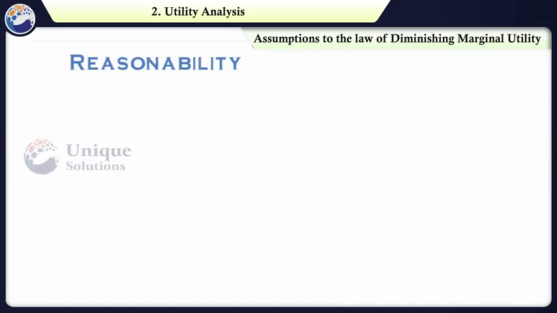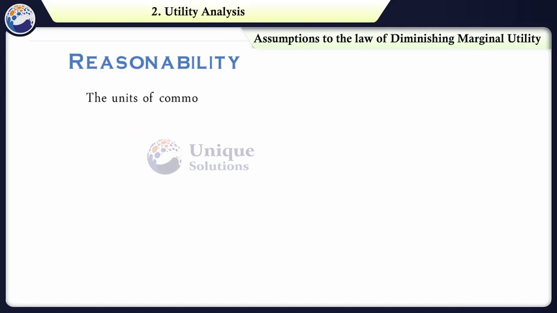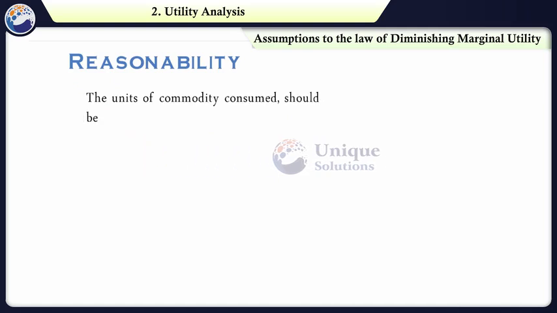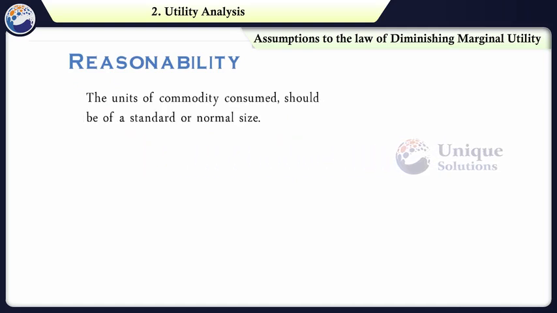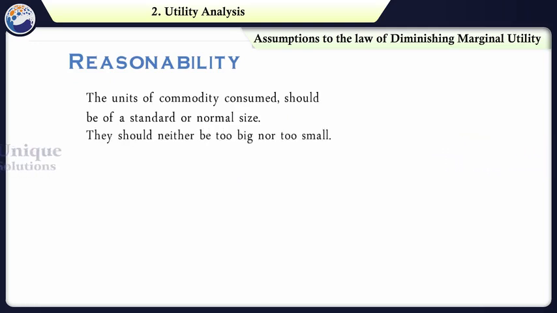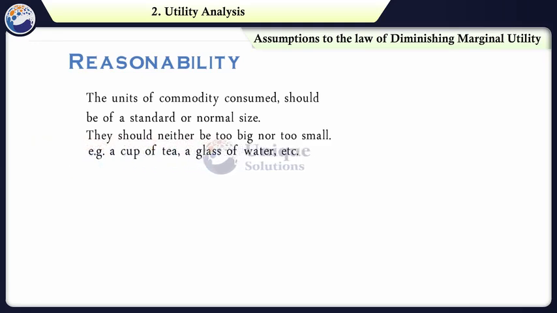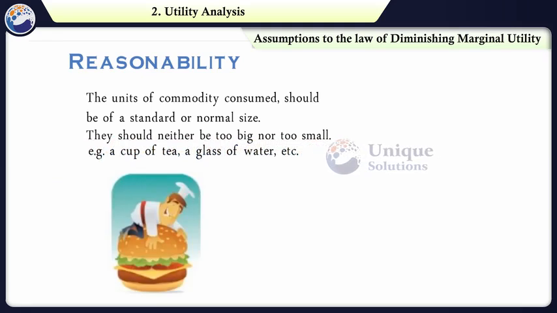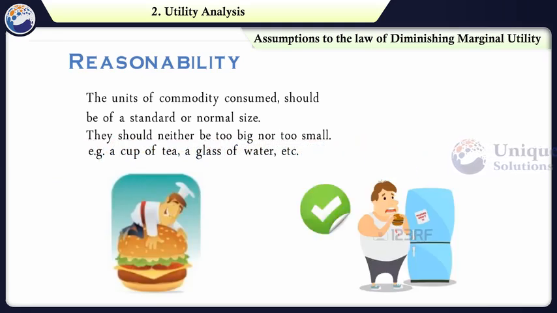Reasonability. The units of a commodity consumed should be of a standard or normal size. They should neither be too big nor too small. Example, a cup of tea, a glass of water, etc. The consumed commodity should be good for measuring, hence assumed to be sufficient.